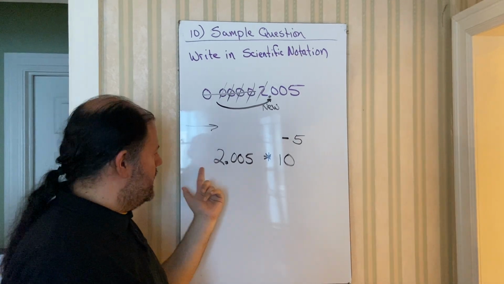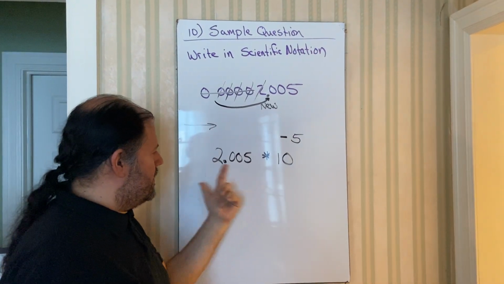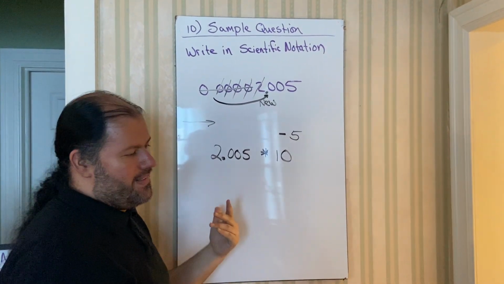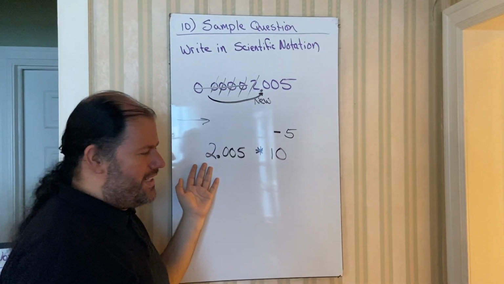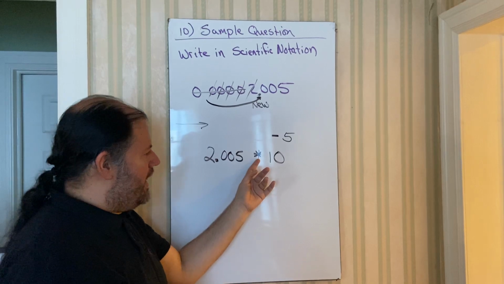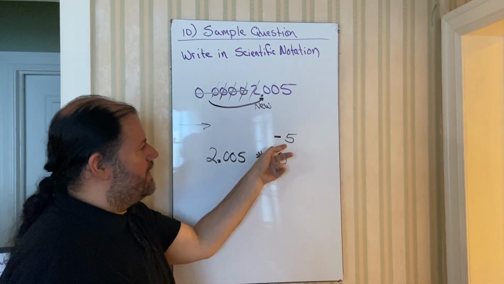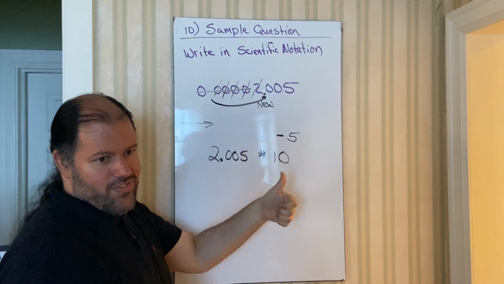And double check. Is this between 1 and 10? It's 2, basically half of a penny? Yes, that's definitely between 1 and 10. And you have your times, and you have your base of 10, and you have your exponent. So this one is good.